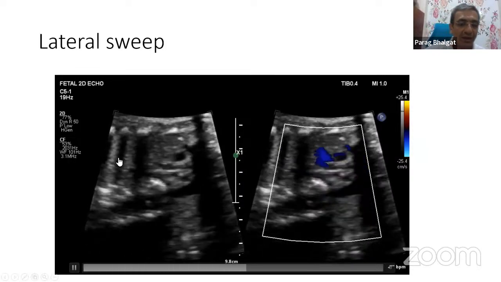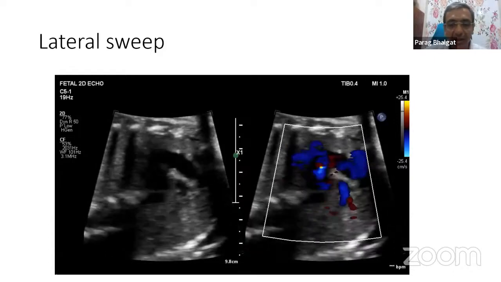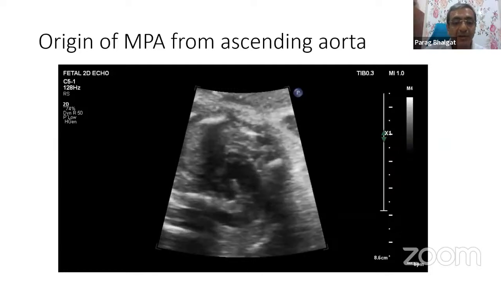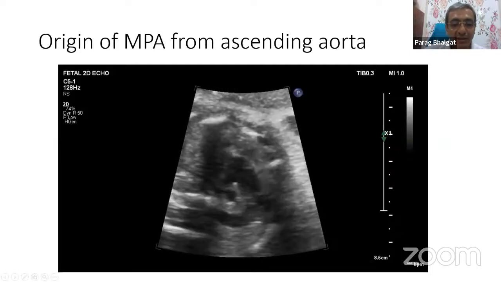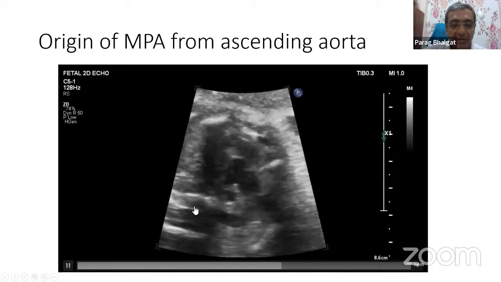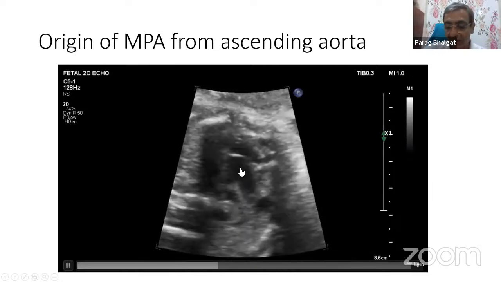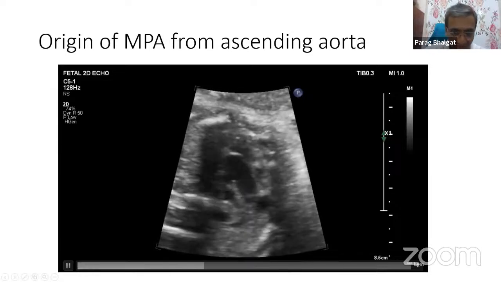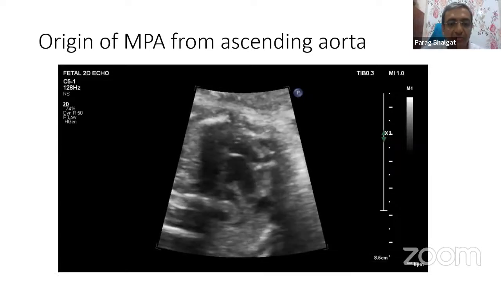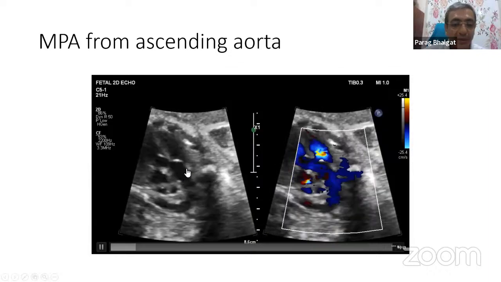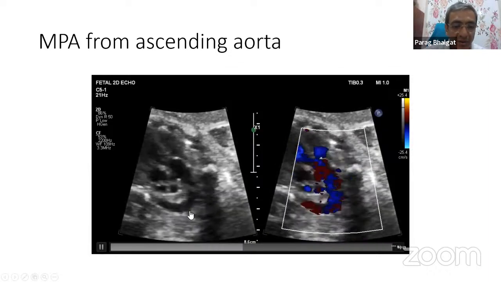Just try to look at it again and again. In the dark, you will appreciate the origin of the MPA from the posterior aspect. Now it's seen better here. This is the truncal arch or aortic arch, and this is the MPA arising directly. This is the semilunar valve. So this makes things clear. If you want to make a diagnosis of truncus, show the origin of the MPA from the posterior aspect, or the branch PAs. This shows the flow in the PA. This is the forward flow in the MPA, and this is the aortic arch.